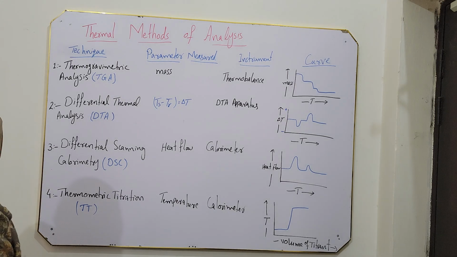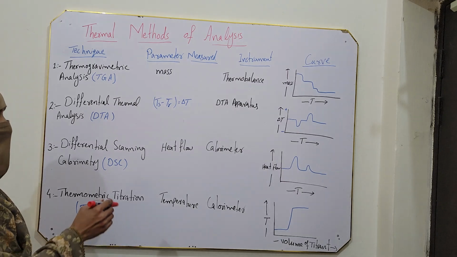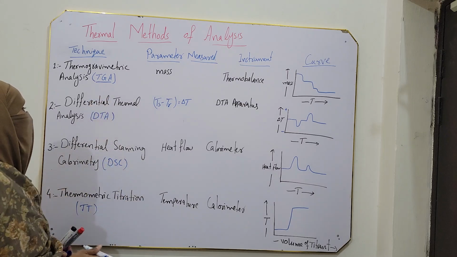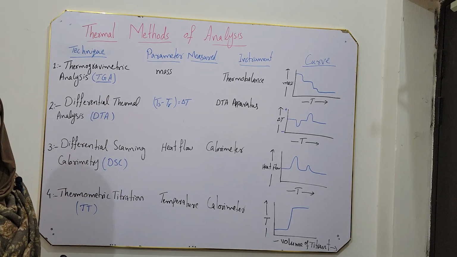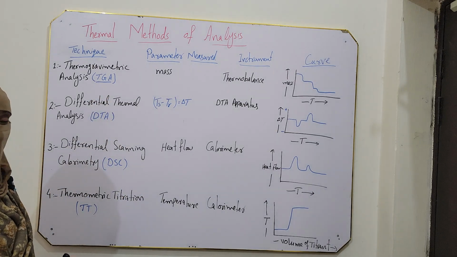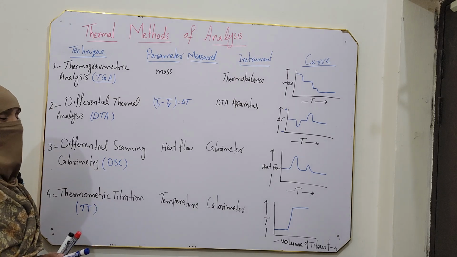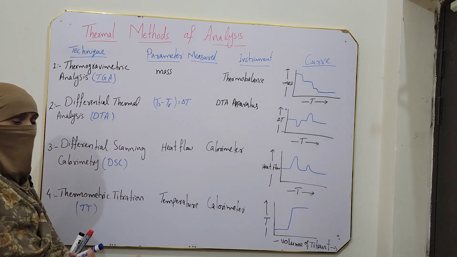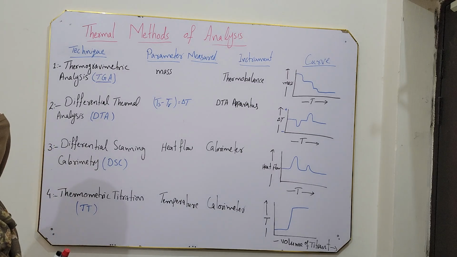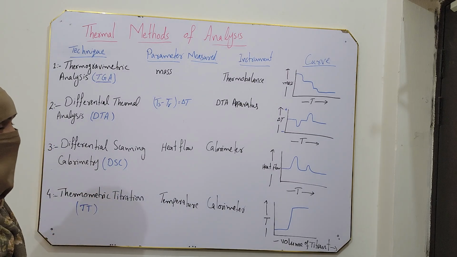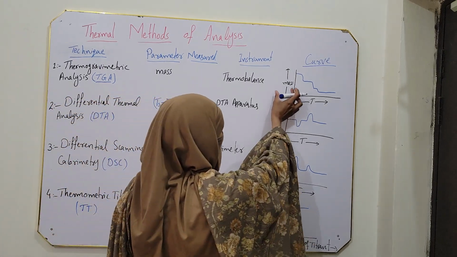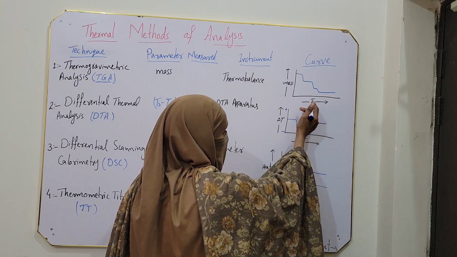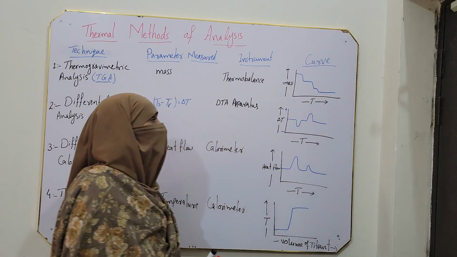The first technique is thermogravimetric analysis, abbreviated as TGA. It is one of the most commonly used techniques for analysis of a sample. In this technique, the parameter which is measured is mass, or we generally say weight of the sample, and the instrument which is used is a thermobalance. We measure the change in mass or weight of the substance as a function of temperature, which is gradually increased.